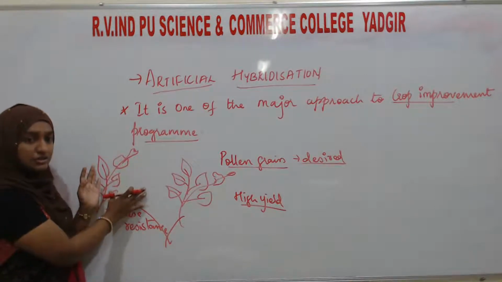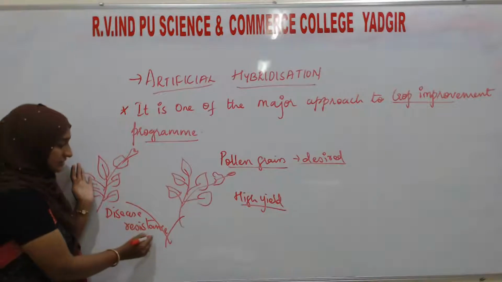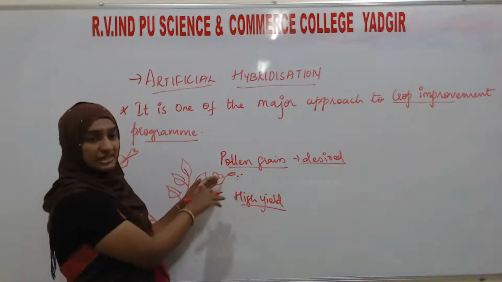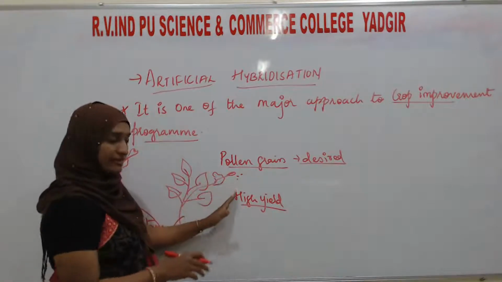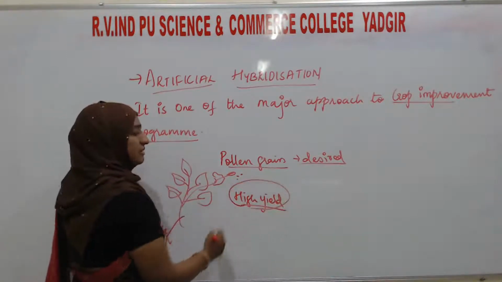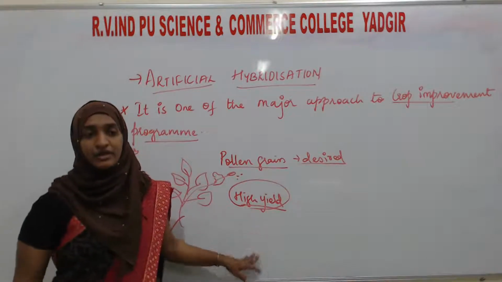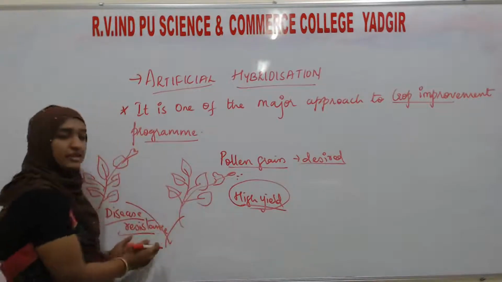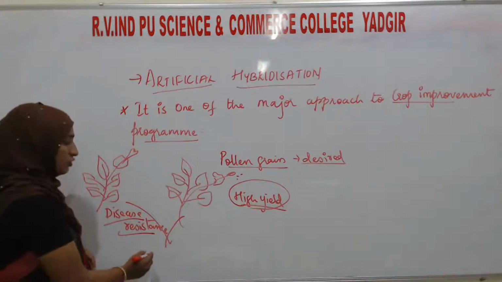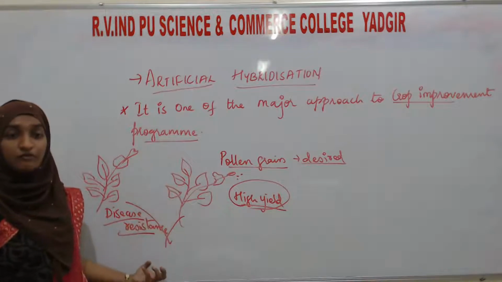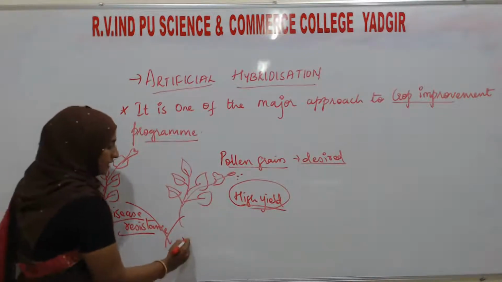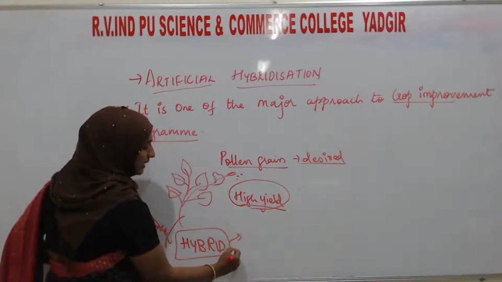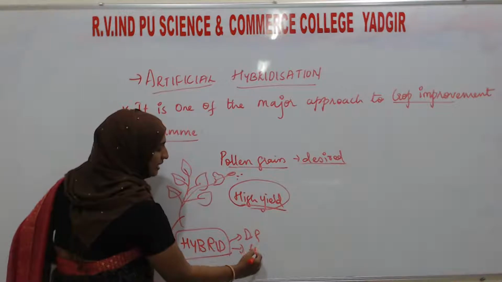They have the knowledge that this female parent has such a desirable character, and the pollen grain taken from the anther has the desirable character of high yield. By having that knowledge, they make them cross. Whatever new offspring is produced, we call it the hybrid. This hybrid will have both characters, disease resistance and high yield.